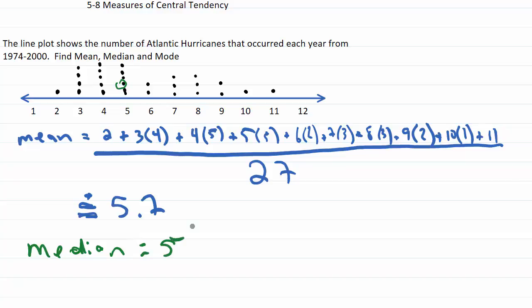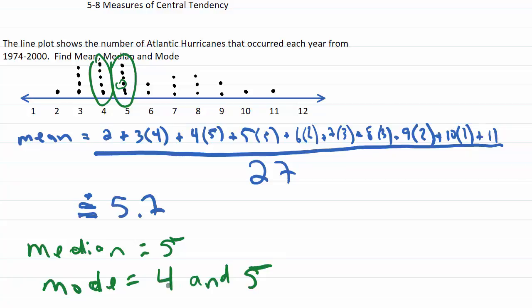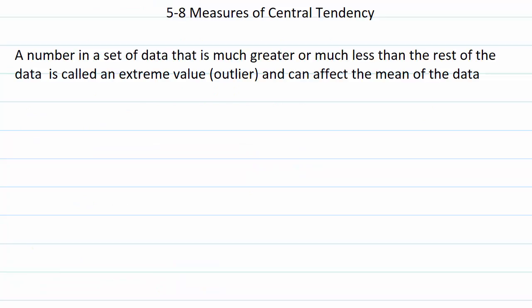So that means the median is 5. And the mode is the number, or numbers, that show up the most, and you can see that 4 and 5 are the hurricane counts that showed up the most number of years. There were 5 years where there were 4 hurricanes, 5 years where there were 5 hurricanes. So the mode is 4 and 5, so there are 2 modes, 4 and 5. Alright, not so bad. Let's try another example.